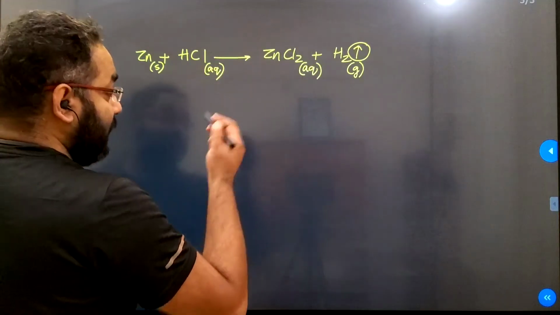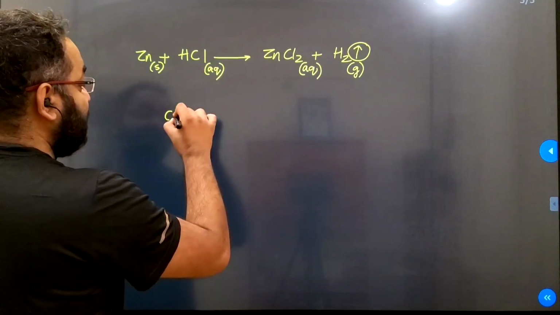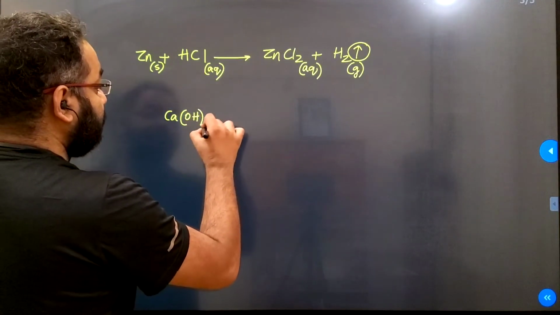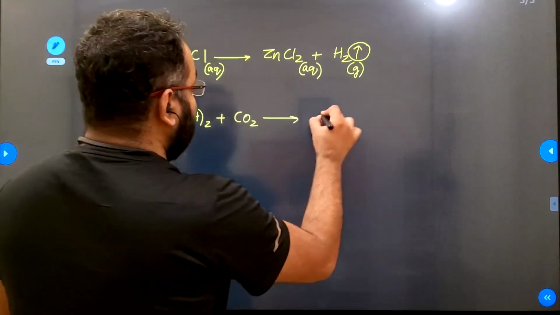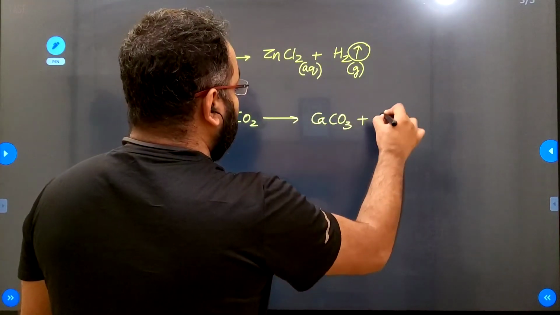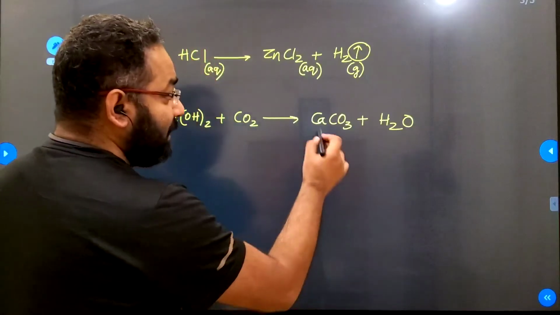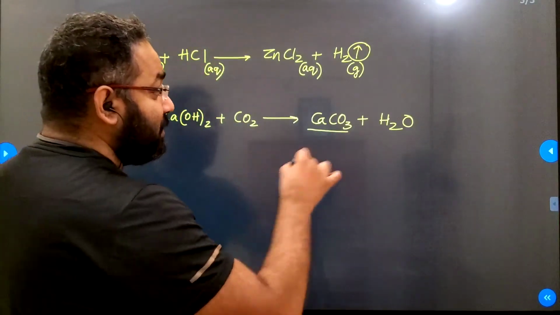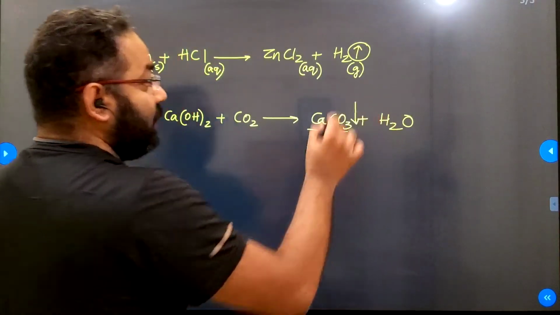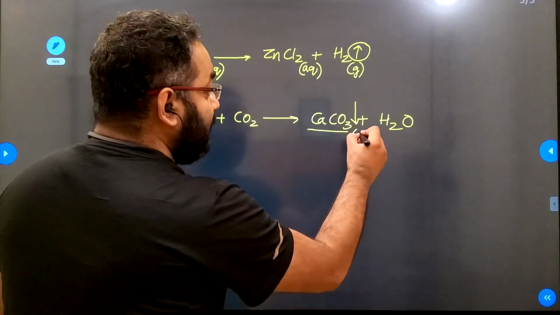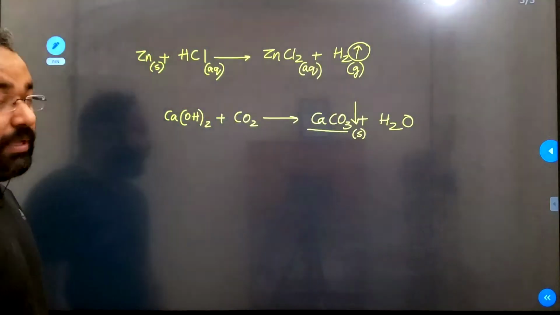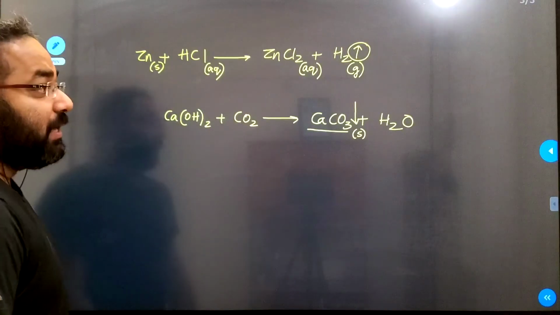Along with that, sometimes you look at a reaction such as calcium hydroxide plus carbon dioxide giving you calcium carbonate plus water. In this case, calcium carbonate is a precipitate. Precipitates are always denoted by a downward arrow, and they are always indicated by the state of matter, solid. Alright, so this is one way in which you can make it informative.